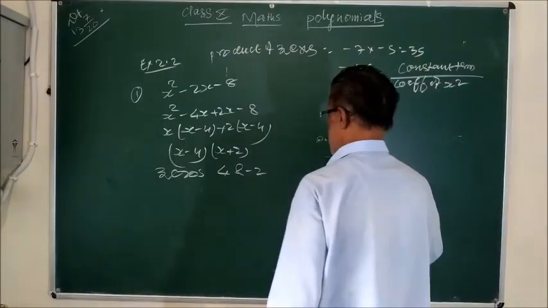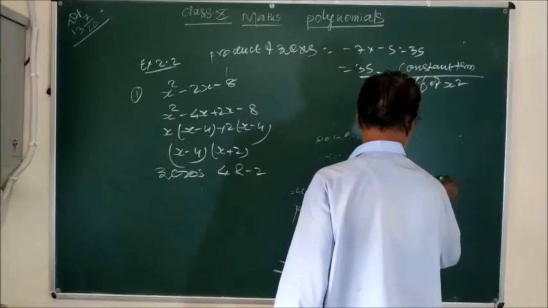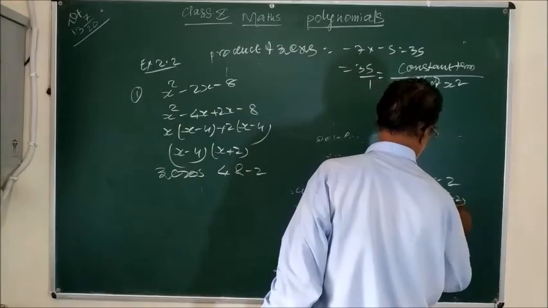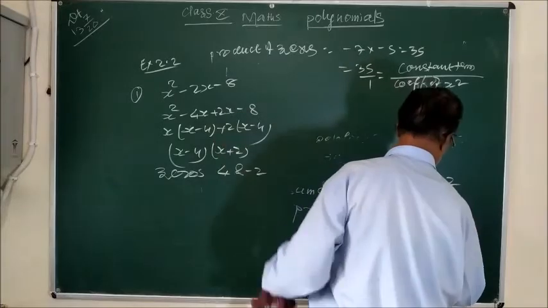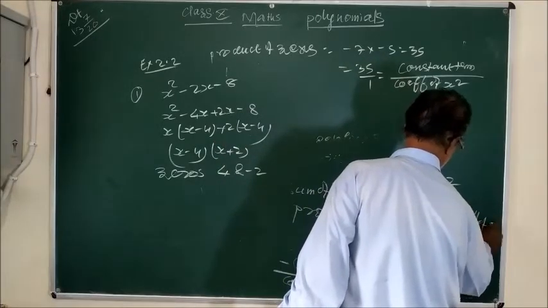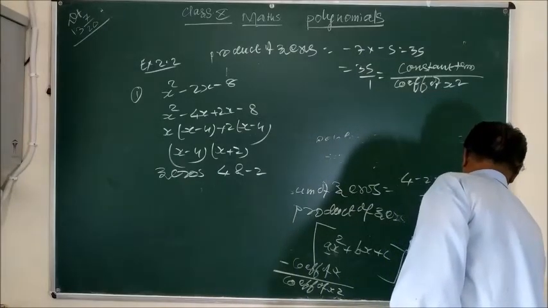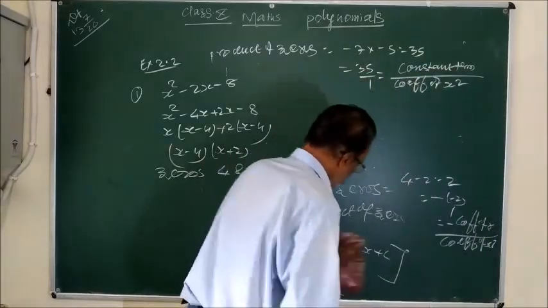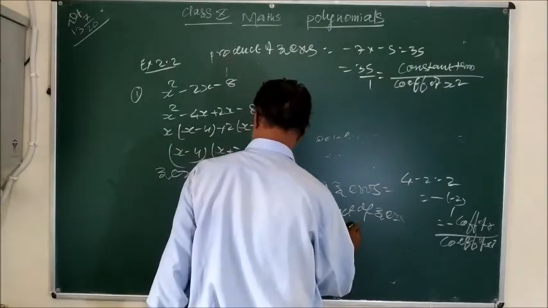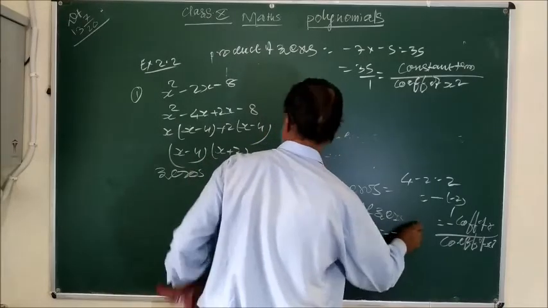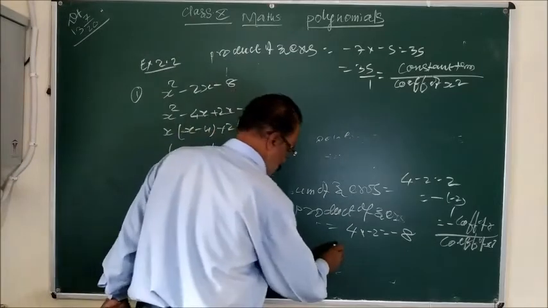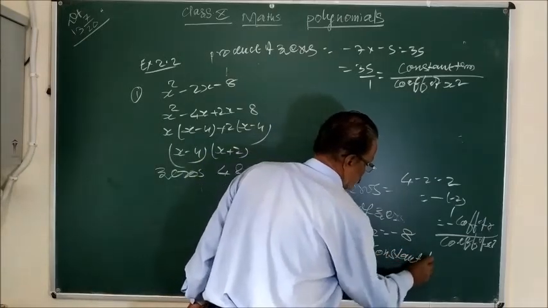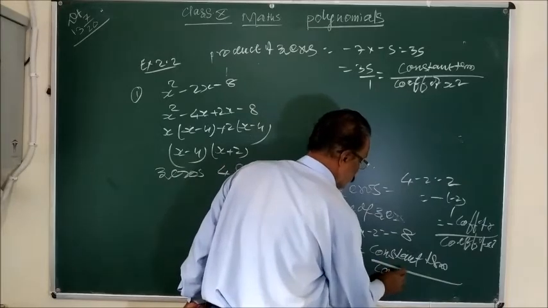Now you see the sum of the zeros. The relationship: sum of zeros, 4 plus minus 2, is equal to 2. So this can be written as minus 2 by 1, where minus 2 is the coefficient of x, upon 1, the coefficient of x squared. And now you see the product of zeros. We have got zeros 4 and minus 2, so minus 8. Minus 8 upon 1, minus 8 can be written as minus 8 by 1, meaning the constant term upon the coefficient of x squared.